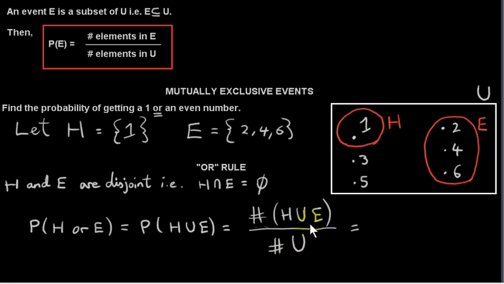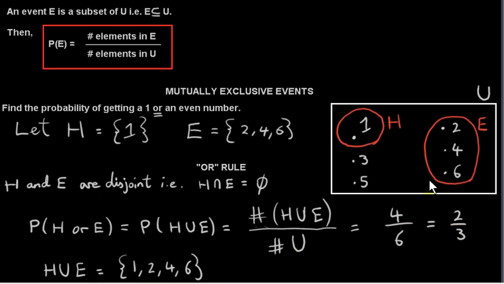Well, let's write out the set H union with E. I'll just write it over here. It's 1, 2, 4, 6. We just put these elements together. So we can see that there are 4 elements in H union with E, and of course we have 6 elements in the universal set. So our answer is 2/3. So we can see quite clearly from our set that 2/3 of the elements of U consists of the elements of H and E.